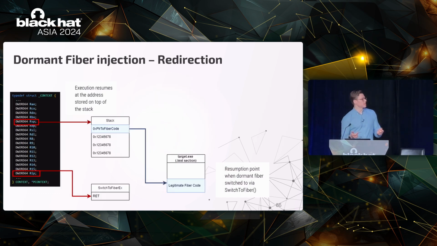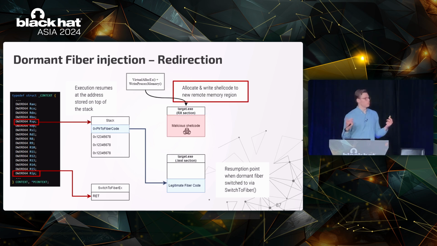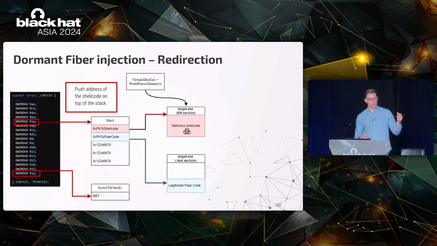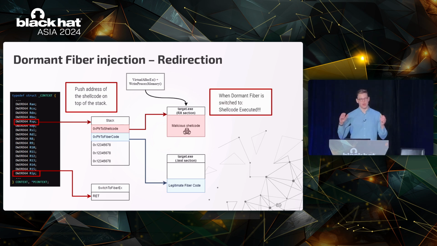Another method is via redirection. So instead of overwriting that dormant fiber code, we can allocate a new region of memory remotely and then push the address of this on top of that dormant fiber stack. That way, when a fiber is switched to, it will execute our new region of memory first, and then providing our shellcode ends with a ret, it will return execution back to the legitimate fiber code and continue running the application as usual.